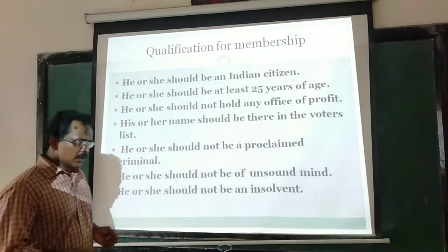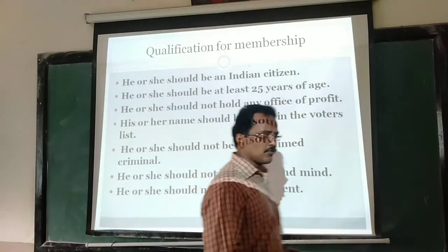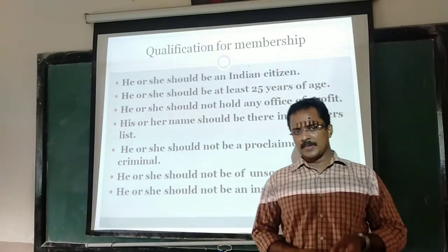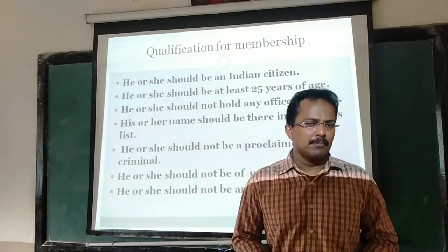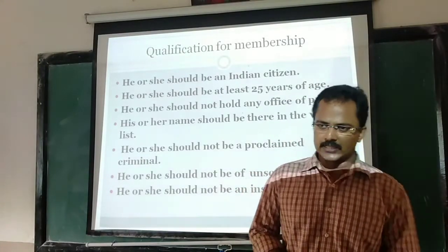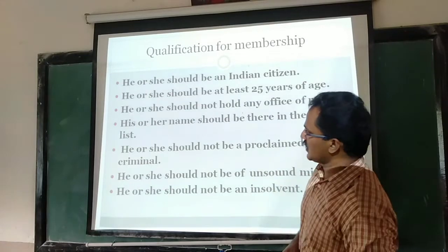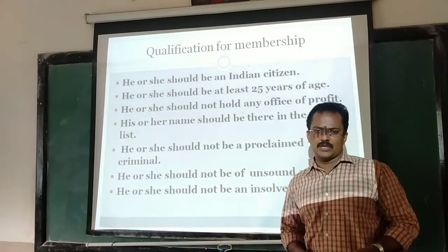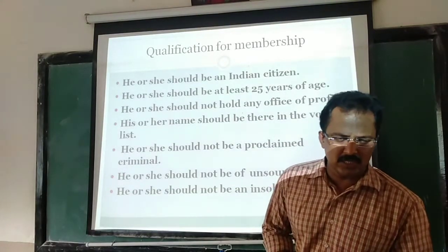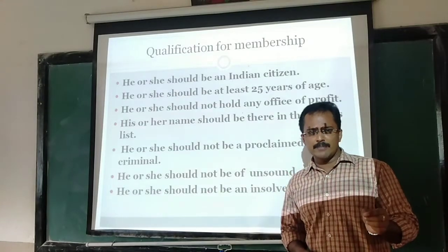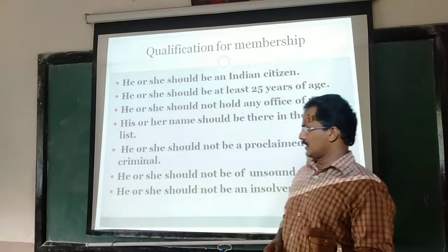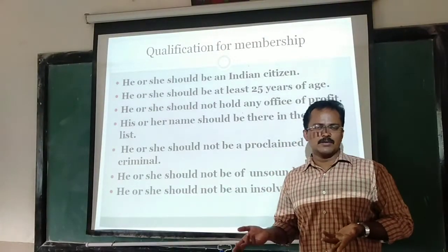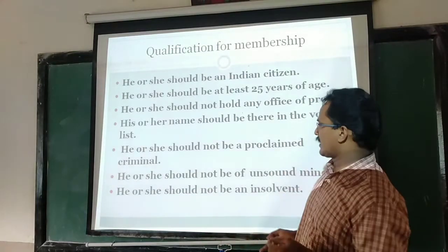The third one, he or she should not hold any office of profit. A government employee cannot become a member of Lok Sabha. If a government employee wants to become a member of Lok Sabha, first he has to resign the job. So third qualification, he or she should not hold any office of profit. Fourth qualification, he should be a registered voter. His or her name should be there in the voters list. If the person's name is not there in the voters list, he will be disqualified. He cannot contest for the election of Lok Sabha.